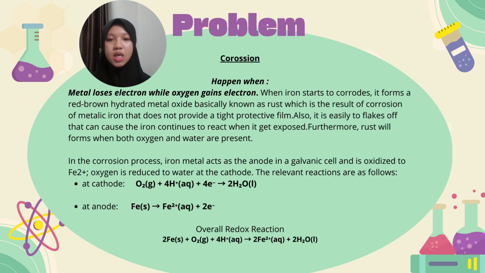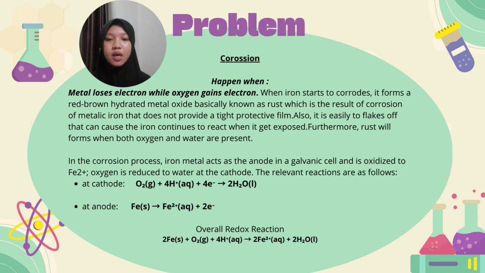Next, in the corrosion process, iron metal will act as the anode in a galvanic cell and will oxidize to Fe2+, or we can call it the oxidation process. Meanwhile, oxygen will reduce to water at the cathode and we know it as the reduction process. Let's look at the relevant reactions below. At the cathode, we will get O2 plus 4H+ plus 4 electrons, which is gaining electrons. Oxygen gains more electrons and will form 2 moles of H2O.